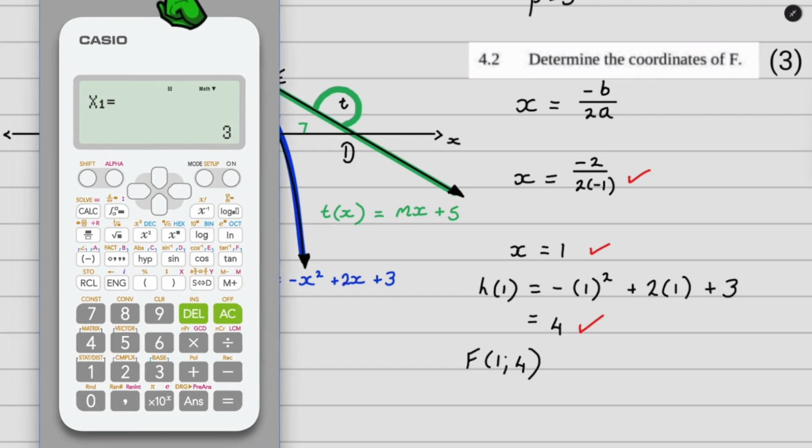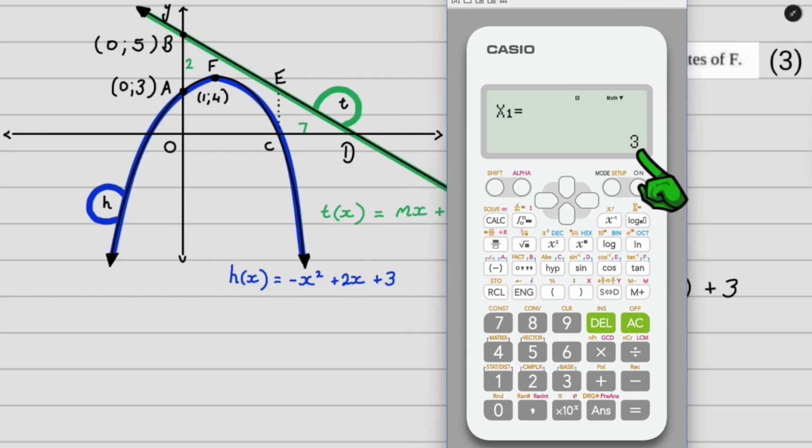Now there's your first x-intercept. So that 3 is C over here. If I press equals again, I get my other x-intercept. So that's this x-intercept over here. If I press equals again, it gives me the x value of my maximum, which is the x value of my turning point. And if I press equals again, it gives me the y value of my turning point. Brilliant little calculator trick.